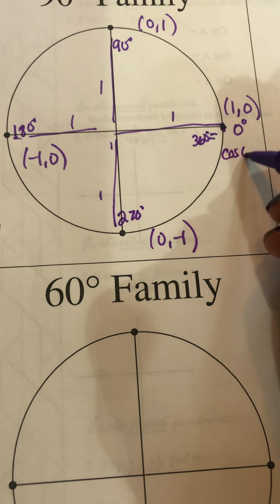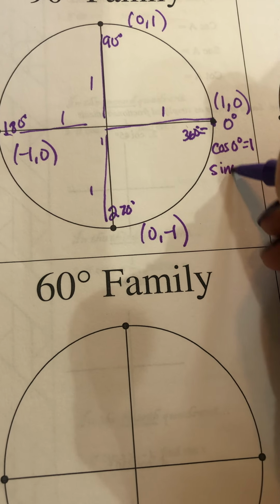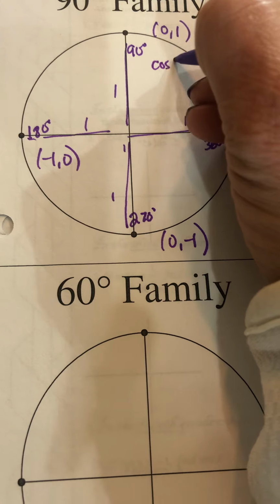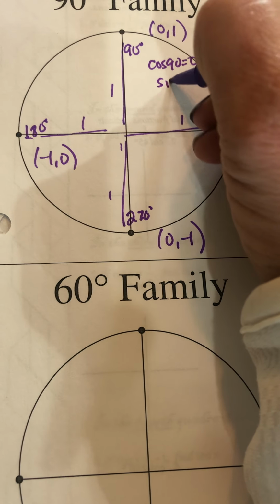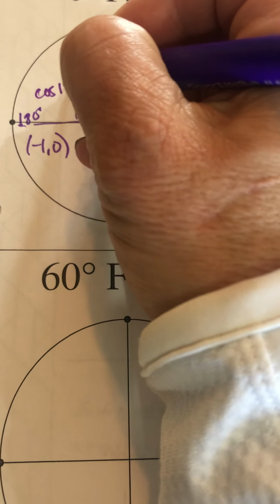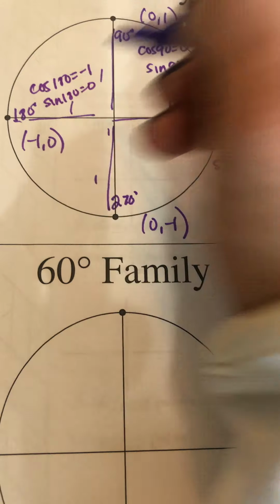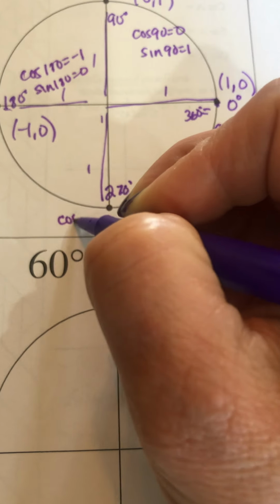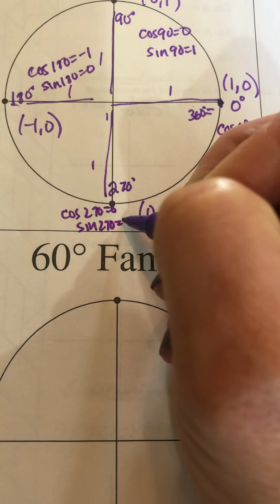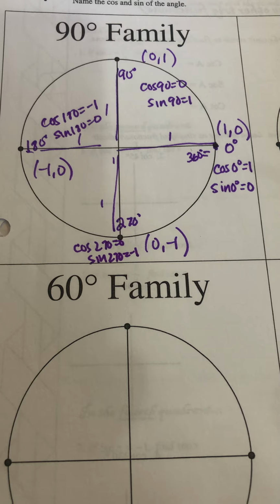So for each angle, the cosine corresponds to the x-coordinate, the sine corresponds to the y-coordinate. So the cos of a 90 is 0, the sine of a 90 is 1. The cos of 180 is -1, the sine of 180 is 0. The cos of 270 is 0, and the sine of 270 is -1. Cos is the x, y is the sine.